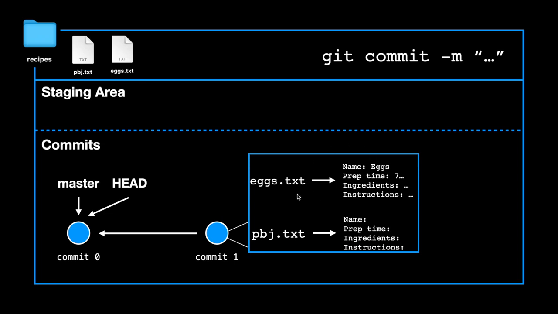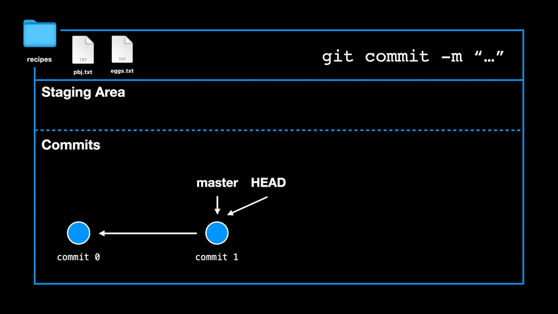The last thing that happens is that we advance the master pointer and the head pointer to the new commit. Also note that commit 1 knows that commit 0 came before it. In other words, commit 0 is the parent of commit 1.